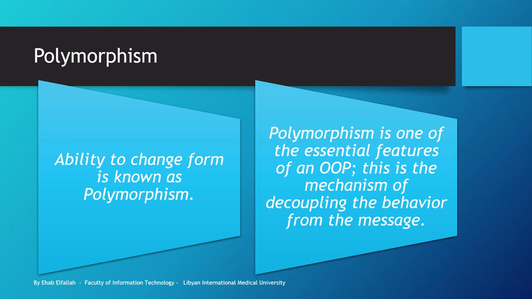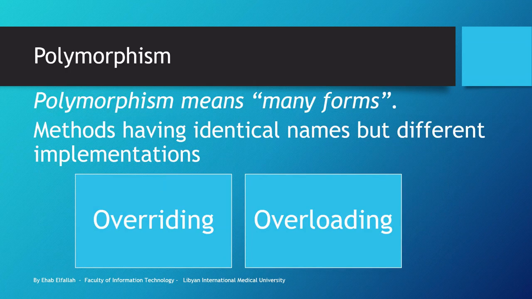Polymorphism is one of the essential features in OOP. This is the mechanism of decoupling the behaviors from the message. So changing the implementation of one of the methods that the parent has, in the child class or the inherited class, is called polymorphism. Polymorphism means many forms. That means we have a method with the same name but with a different implementation from the parent to the child, methods having identical names but different implementations.